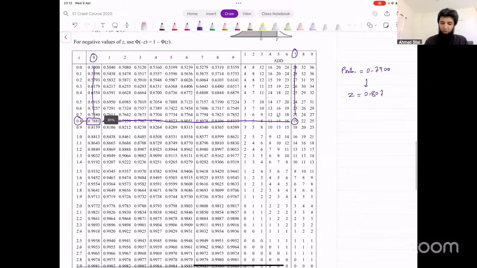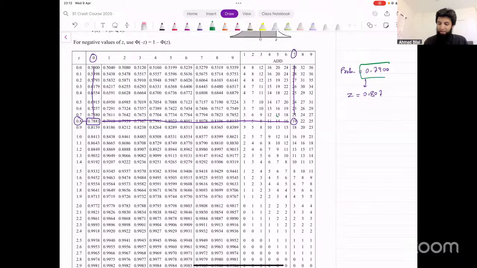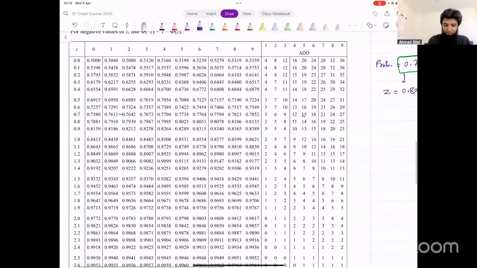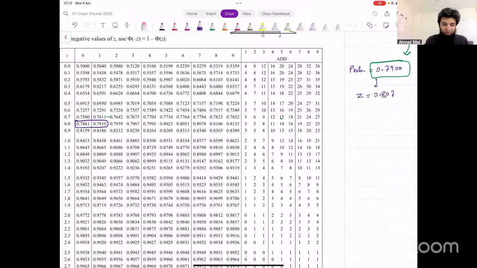So probability is 0.7900, right? So what we do is we search for that probability here. 0.79, we search for that in this region. It's going to be between these two values. What we do is we take the smaller of the two numbers. 0.79 is going to be in the middle here, right? Somewhere between these two numbers, between 0.7881 and 0.7910. We take the smaller of these two numbers.